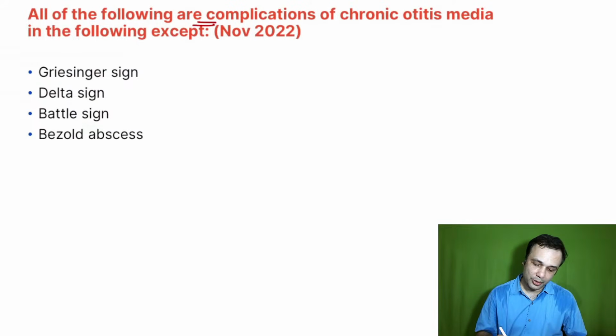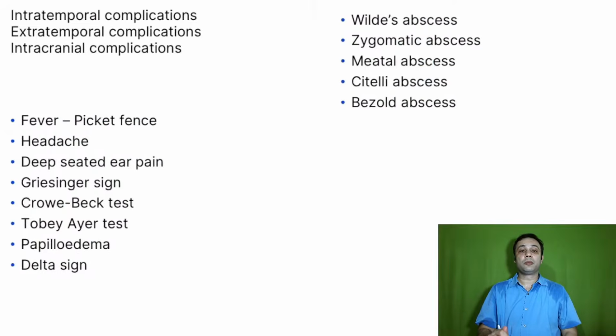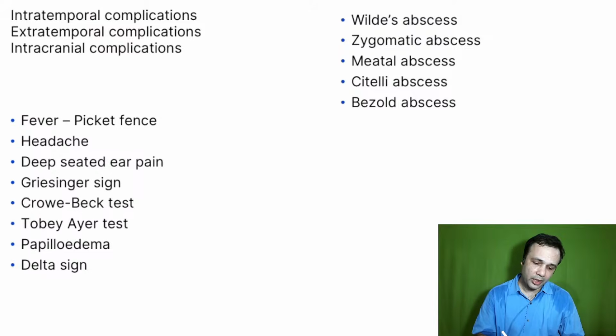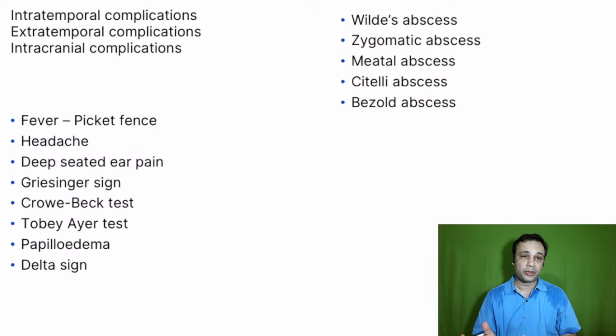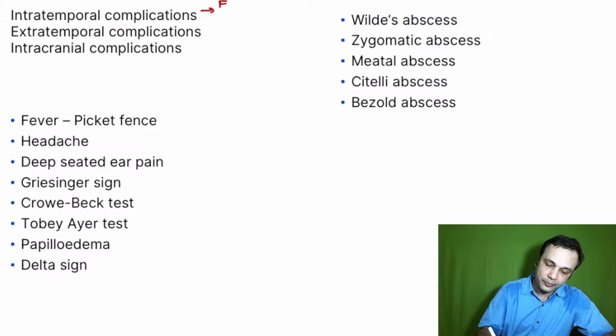Absolutely correct, Stardust. Battle sign is the right answer, right? So let's enumerate what the complications are here. When you talk about complications, you have intratemporal, extratemporal and intracranial complications, right? In a better classification, you can have extracranial, extratemporal as well. Let's make it simpler: intratemporal, extratemporal, and intracranial complications. When you talk about intratemporal complications, what are you looking at? You are looking at facial nerve paralysis.